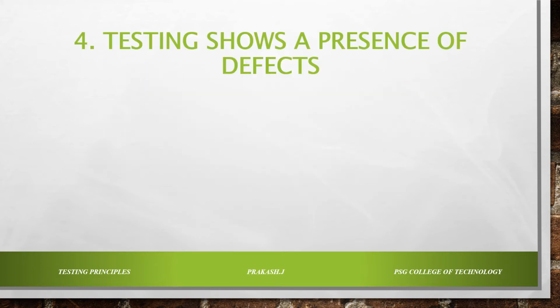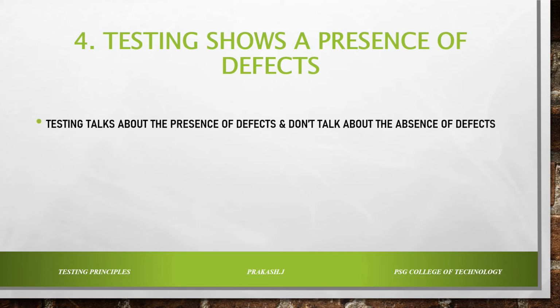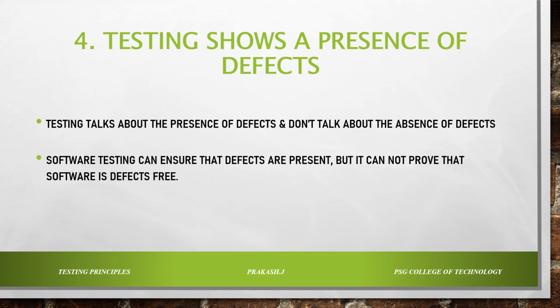The next principle says that testing shows the presence of defects. It's absolutely true. Testing talks only about the presence of defects and does not talk about their absence. Similarly, software testing will ensure that it shows only the presence of defects, but it does not prove that the software is defect free.